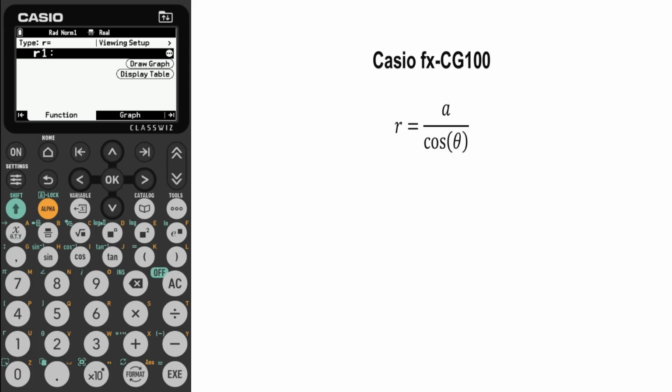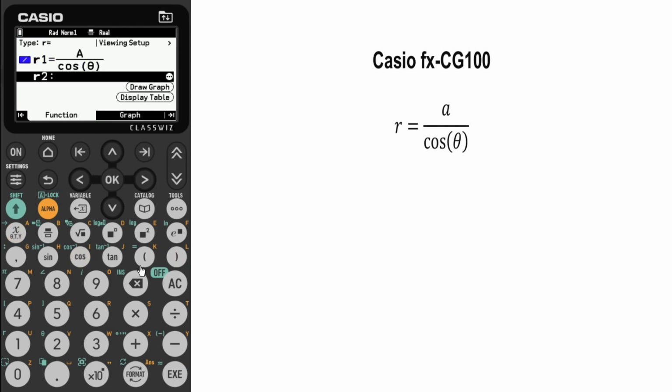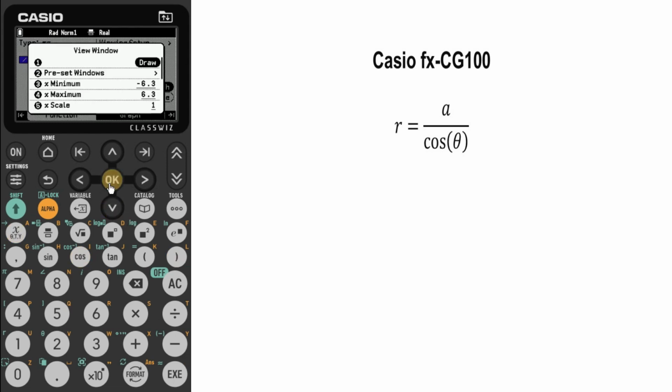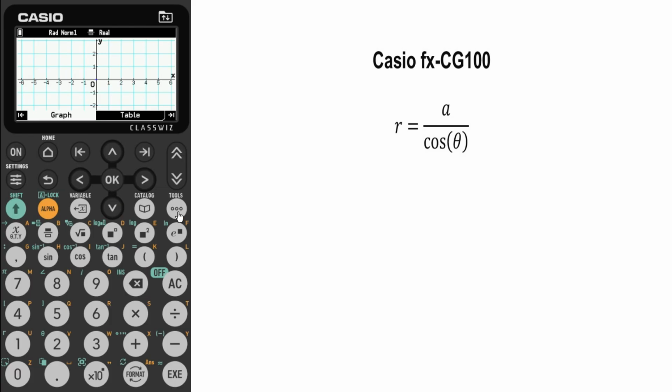Let us draw the graph of r equals a over cos theta. Let's input this into our calculator. We have r equals a over cos theta. Let's draw this graph, and if I press the tools key and the fourth option for modify, let's vary a and explore what happens.